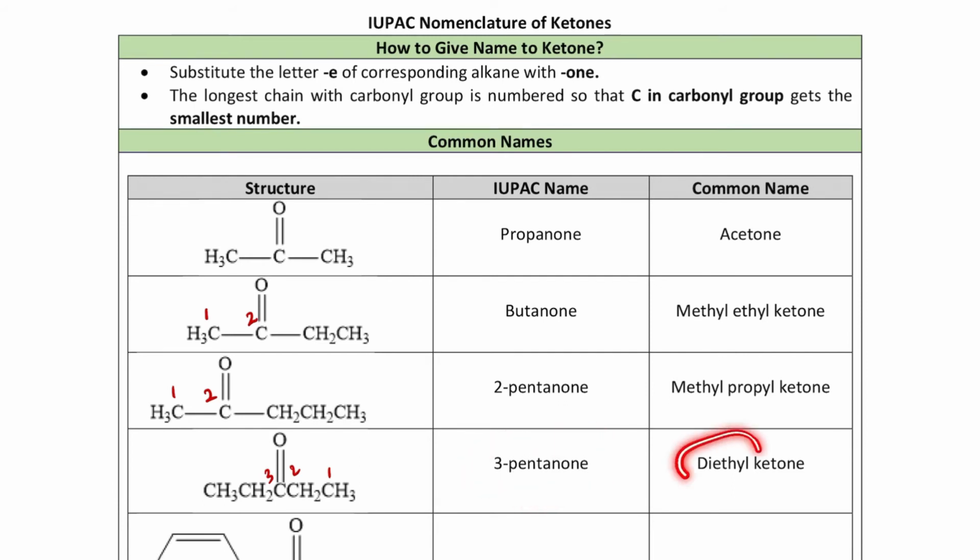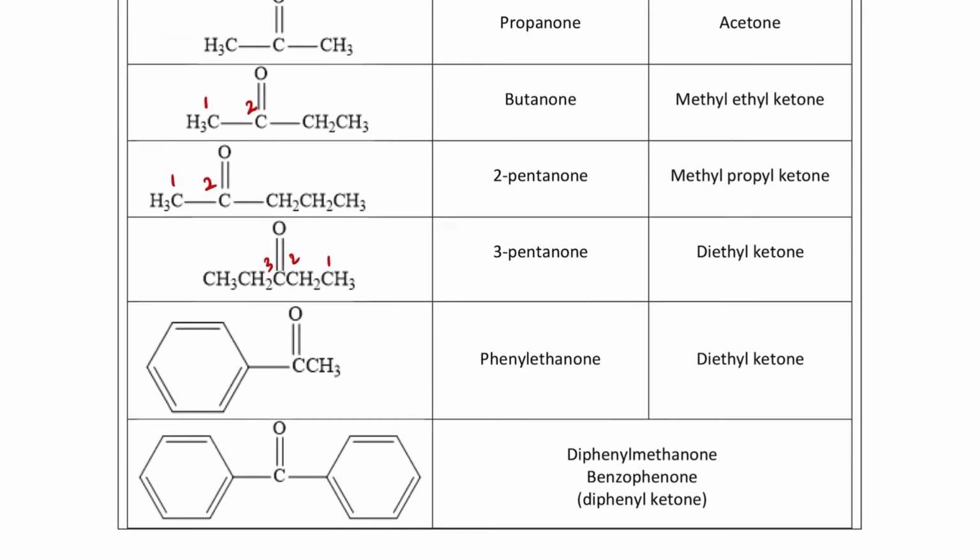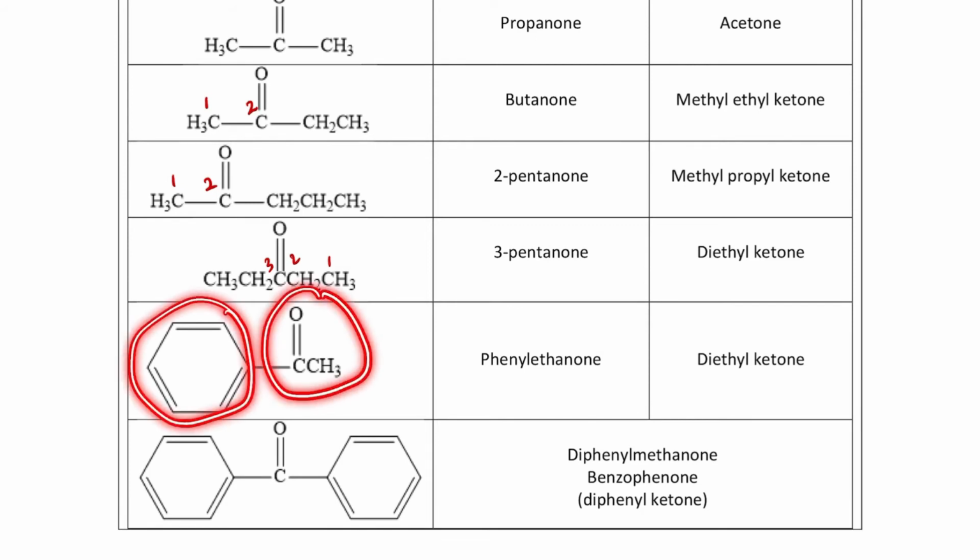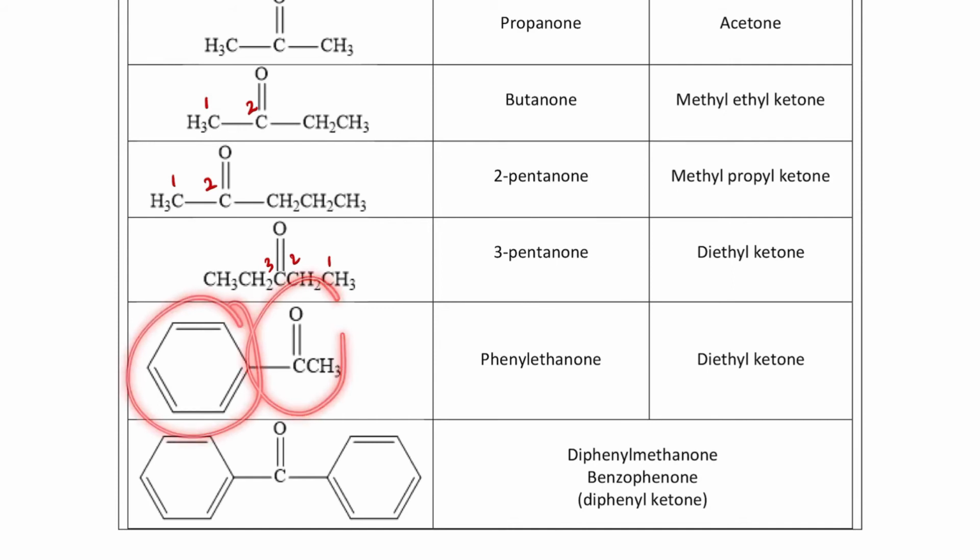3-pentanon nama lain dia adalah diethyl ketone. Diethyl ni sinilah, ini ethyl, ada dua. So diethyl ketone. And then next one, ada dua structure yang ada benzene ring. So this benzene ring attached dengan ketone. Macam tadi benzene ring dengan aldehyde kita panggil benzaldehyde. This one benzene ring dengan ketone kita panggil phenyl etanon.